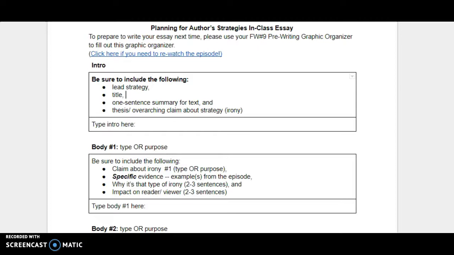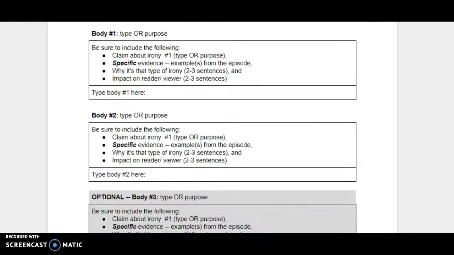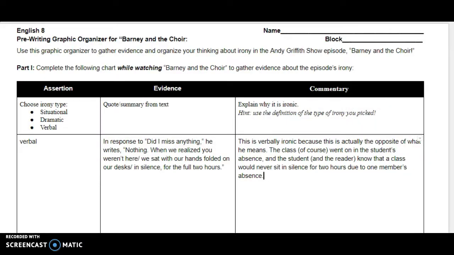So first, I'm going to focus on our body paragraphs, right? This is either going to be for type, or this is either going to be for purpose, right? So we need to have a claim about irony. This is either going to be the type of irony or the purpose. So perhaps this might be where I need to return to here. And again, I'm going to be using Did I Miss Anything and not Barney and the Choir.